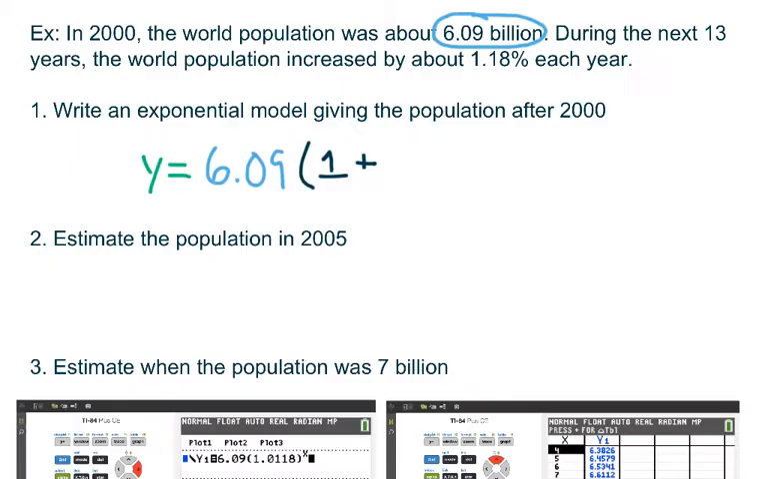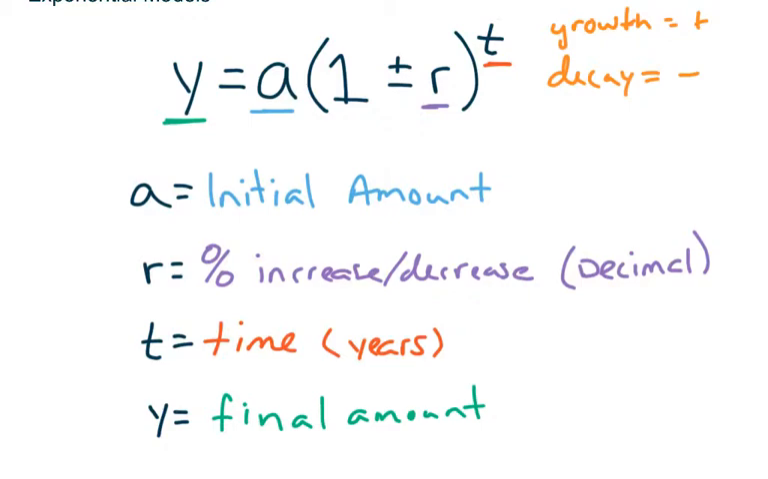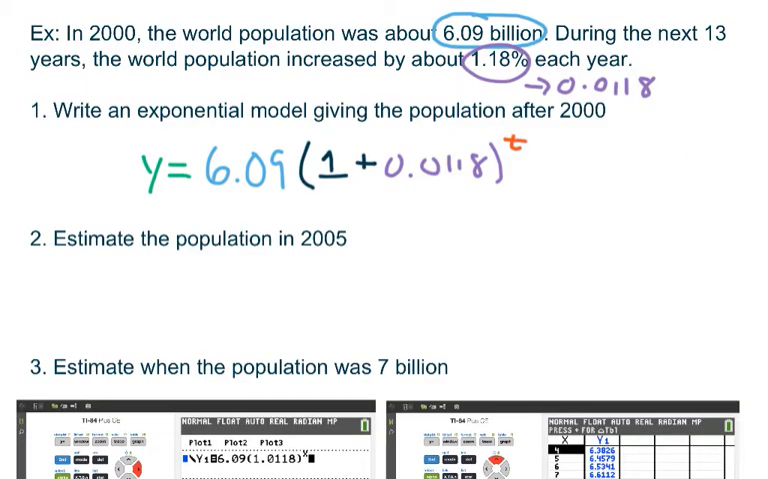Let me just make sure I got my colors right. I'm going to have that in purple. I need to turn this into a decimal. To turn a percent into a decimal, we take the decimal and go 2 places to the left. So it's going to be 0.0118. And I believe the time was underlined in red, so we're going to have t. So this is going to be our exponential model: what we're starting with, what we're growing by, and we don't know how many years yet. That's giving the population after the year 2000.